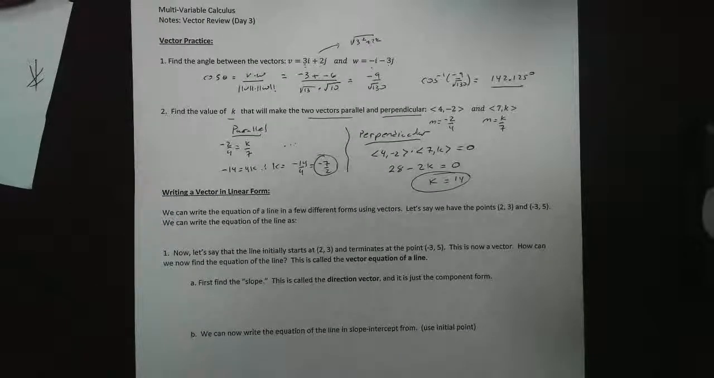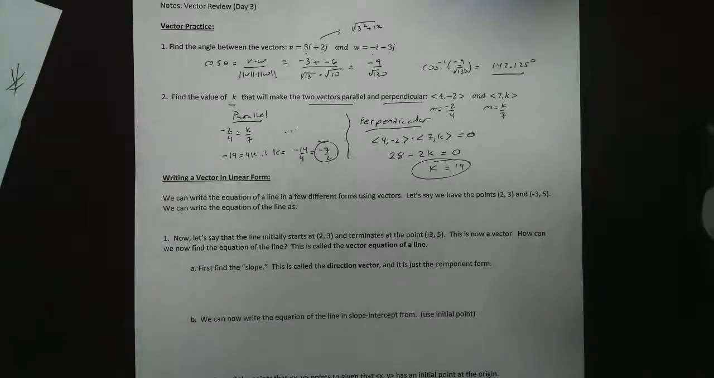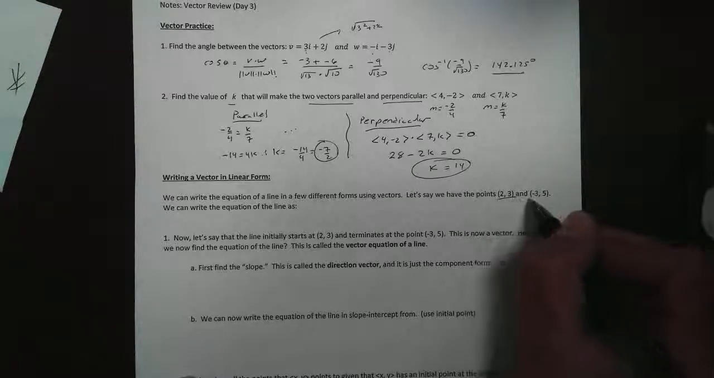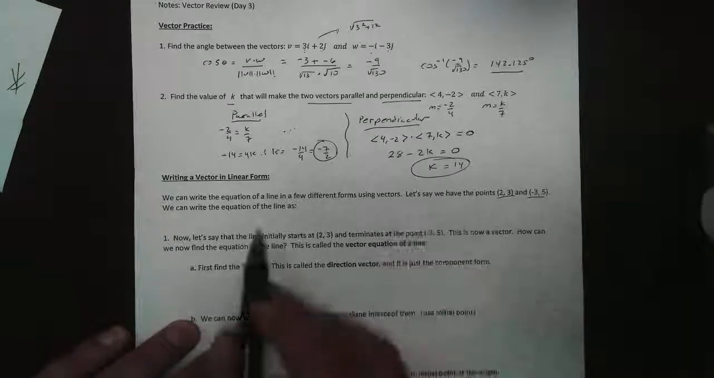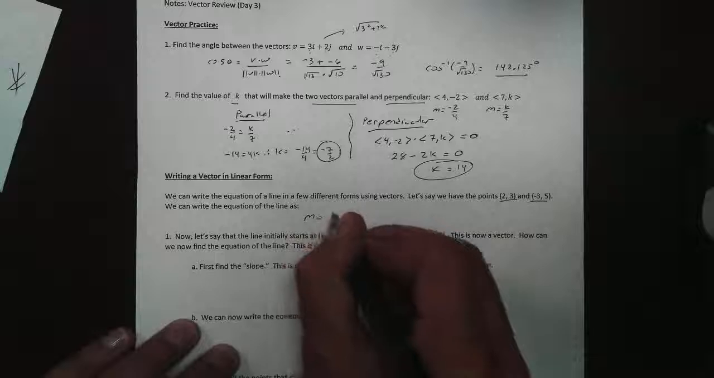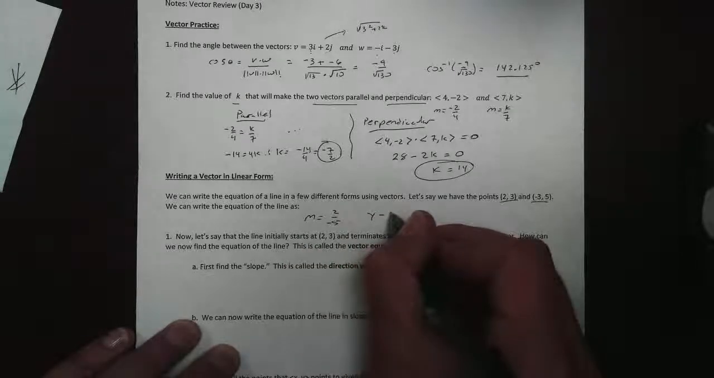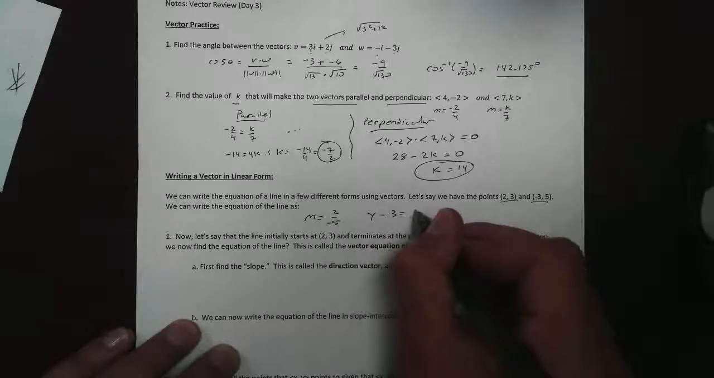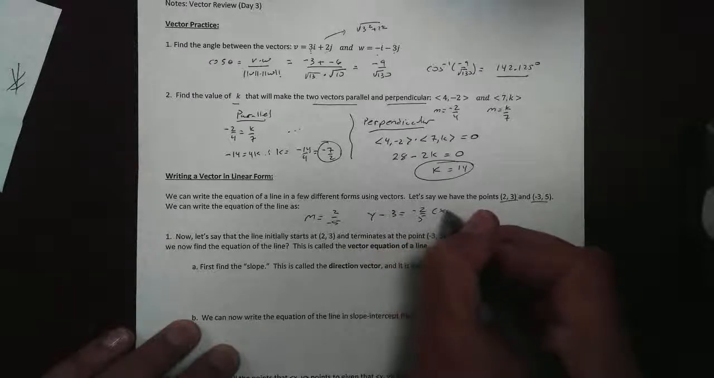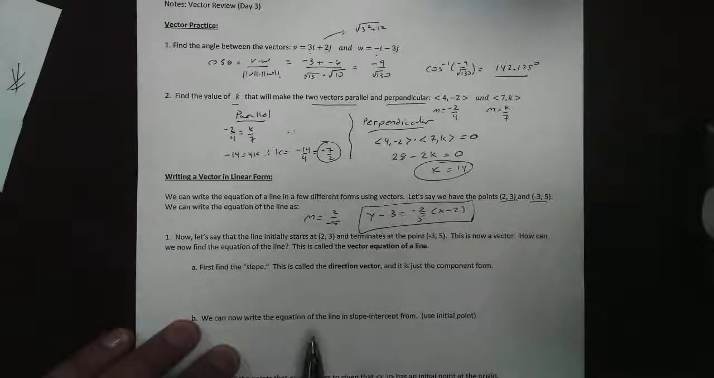How to write a vector in linear form. We can write the equation of a line in many different ways using vectors. So let's say we have the following points, (2, 3) and (negative 3, 5). We can write the following line in terms of a line, y equals, my slope is negative 2/5. So my equation of my line would be y minus 3 equals negative 2/5 (x minus 2). That would be our equation of a line from Algebra 1.